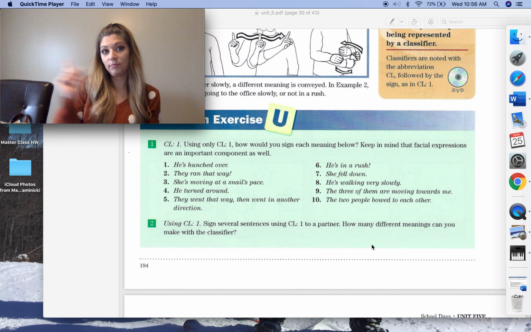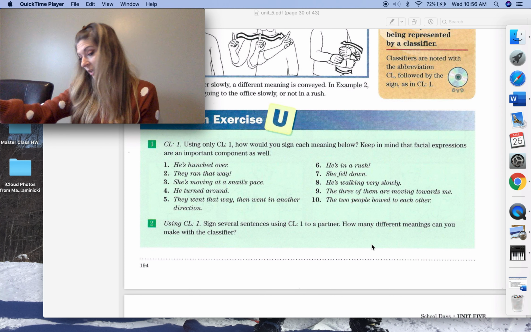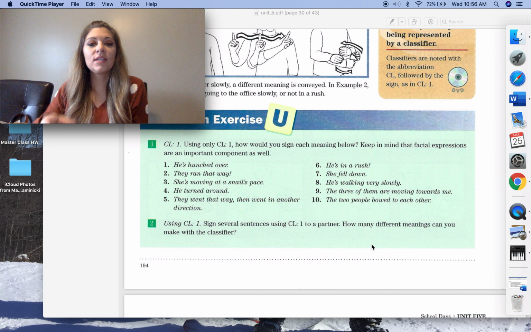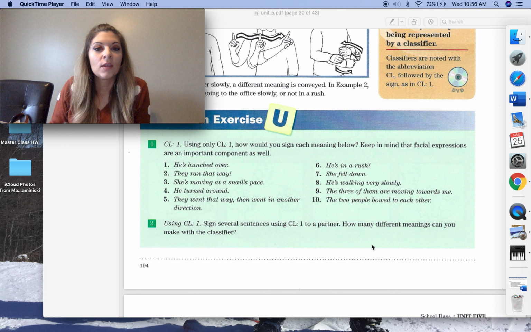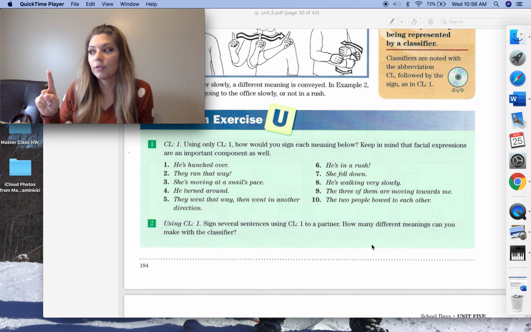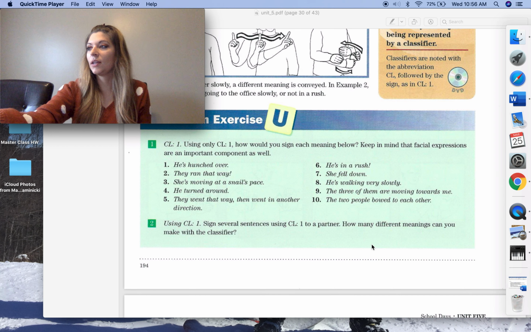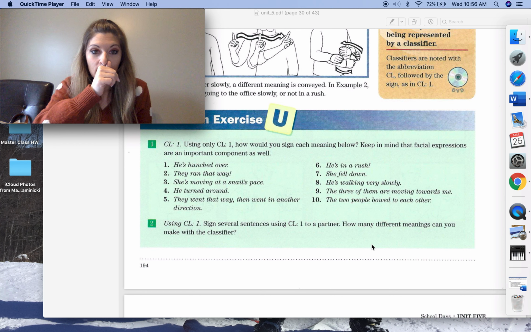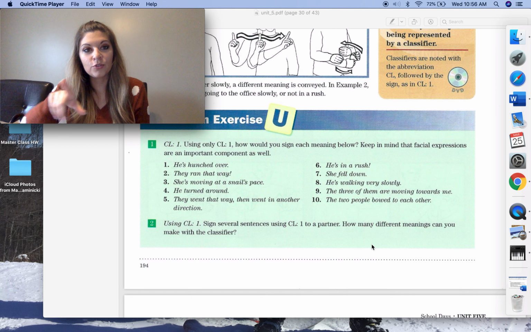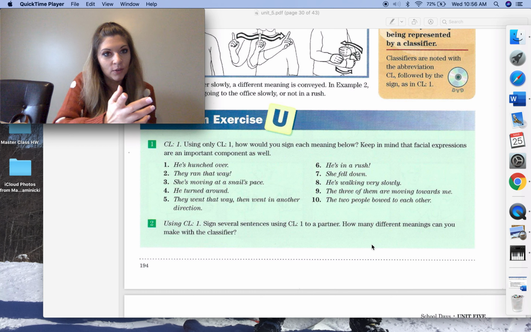They ran that way, or that way. She's moving at a snail's pace. He turned around. So maybe he's sitting here, and he turned around. Or he turned around that way. Or he's looking at me, and then I looked at him, so he turned around. Not in the frame, you know? They went that way and then went the other direction. So this way and then this way, you know?